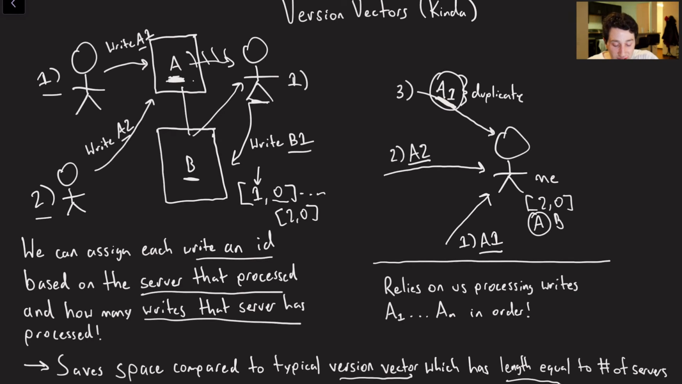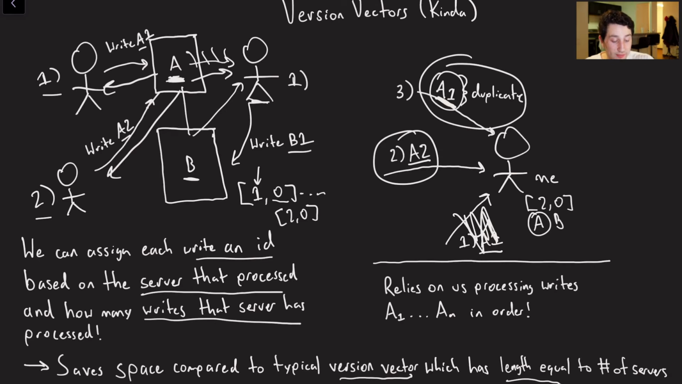Now, if I made some sort of guarantee where every single time a server received a write, it would just synchronously go and transmit that write to every other client over TCP, this type of thing couldn't happen. But if I don't, what could happen is that I could write A2 over here, and then this guy sees A2 before it sees A1. And that would be a problem because now I would increment my version vector to 2, 0, and if I were to see A1, I would think it was a duplicate even though it isn't.